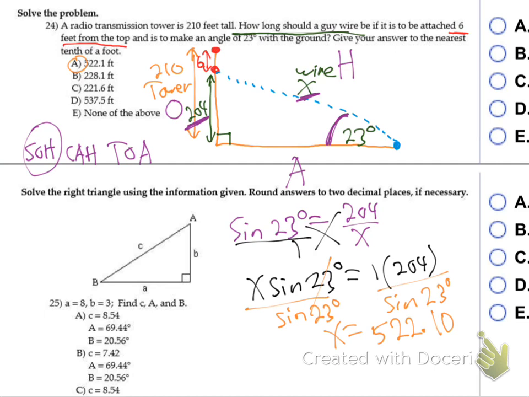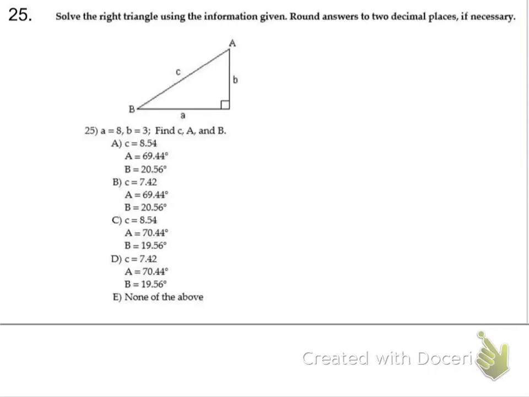All right, on this one, they're giving us that the little a is 8, so this side is 8. The little b is 3, that side's 3. They want us to find all the other stuff. So we could start by finding c. That would just be the Pythag. So that's pretty easy. I'll just jump in there.